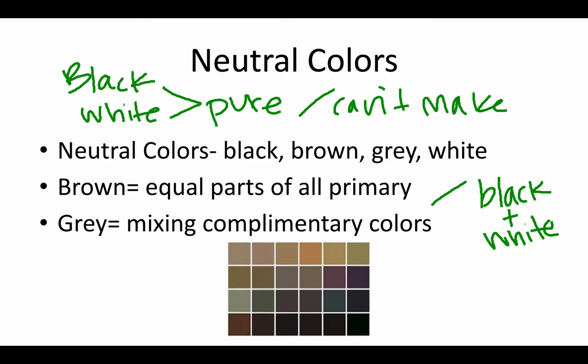All right, next up we've got neutral colors. These live in the middle of the color wheel. Black, brown, gray, and white. Black and white cannot be created. You have to start with those. To make brown, you'll mix equal parts of all primary colors. And to make gray, you mix complementary colors, which are across the color wheel from each other. And we'll learn more about those later.